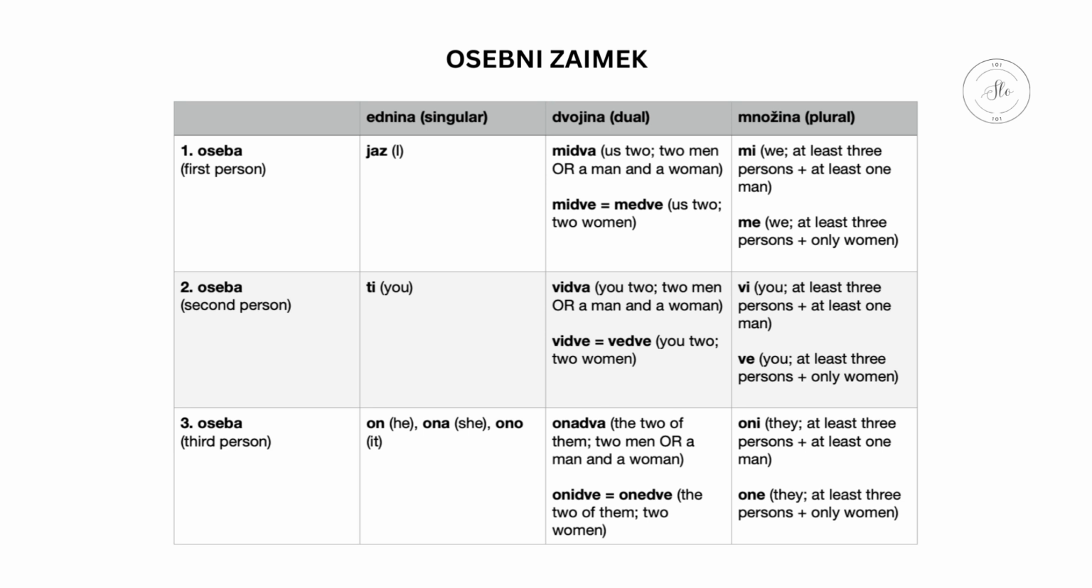In plural, for first person, if there is at least one man, we say mi. And if there are only women, we say me.